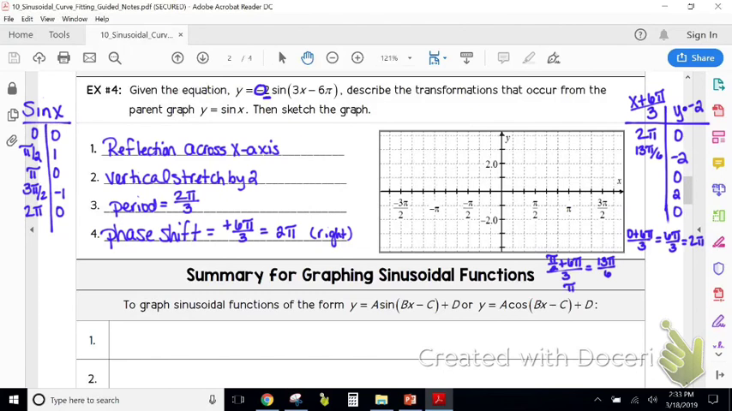All right, I'm going to take pi plus 6 pi and divide by 3. So 7 pi over 3. That's a little high. I'm going to bring that down so it matches up with a 0. And then if you want, you can find how it's changing each time and continue your pattern.